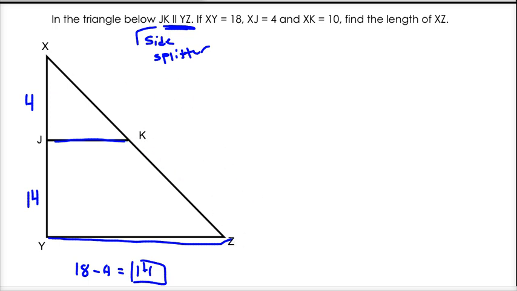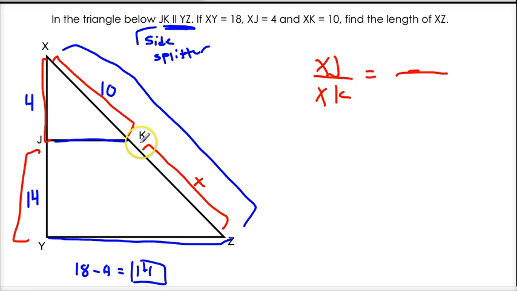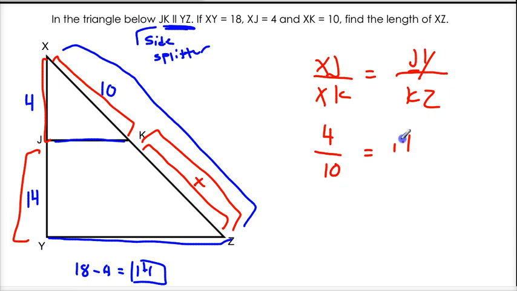Now, if you remember, XK here is 10. But the thing is, I want to find out what this whole thing is. Well, how am I supposed to do that? We don't know the formula. We only know this part. But if we can find out what KZ is, then if I add KZ plus XK together, I can find out what the whole thing is. So let's set up a proportion. XJ to XK is going to be proportional to JY to KZ. If you plug in these numbers, you get 4 over 10 is equal to 14 over x.